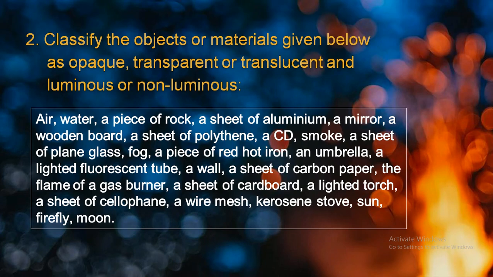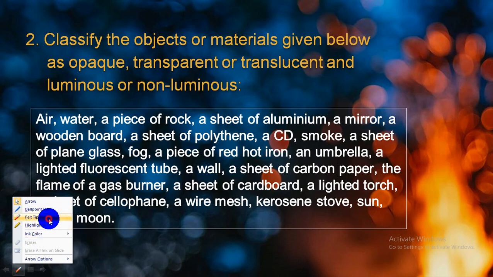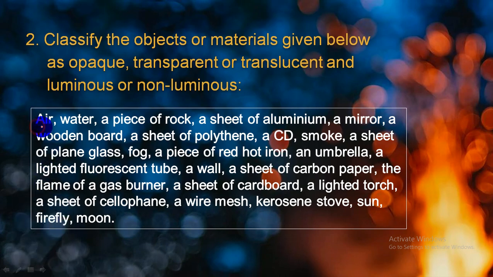Moving to the next: classify the objects or materials given below as opaque, transparent or translucent, and luminous or non-luminous. It means you have to tell for each and every object and material whether it is transparent, translucent or opaque, as well as whether that material is luminous or non-luminous. So here I will start with the first one, that is air.